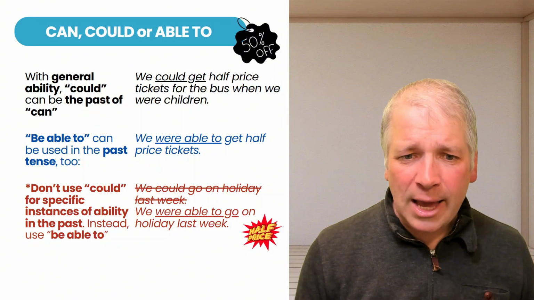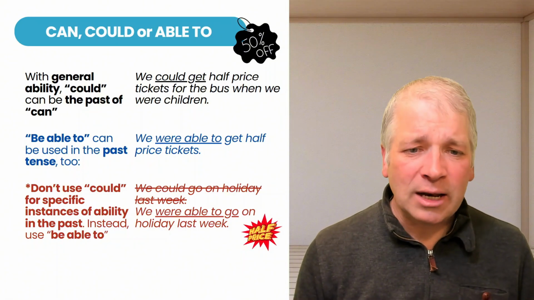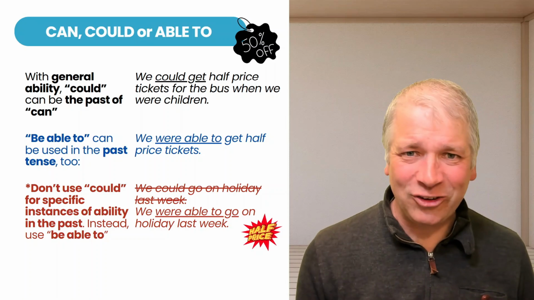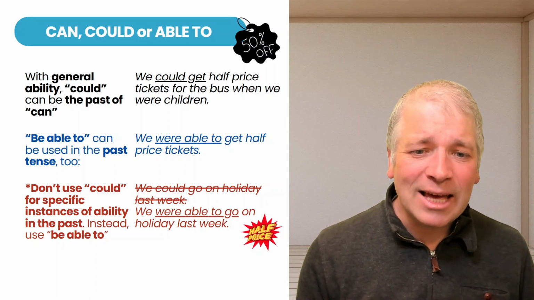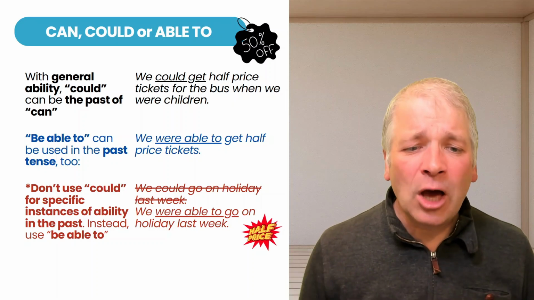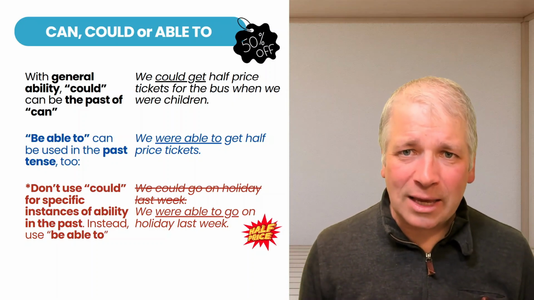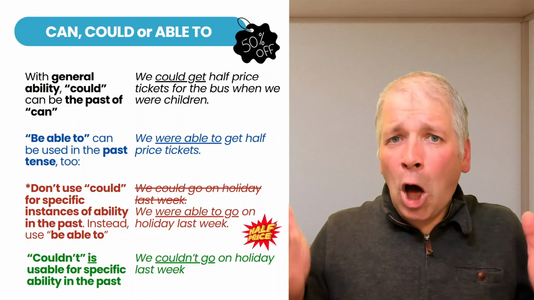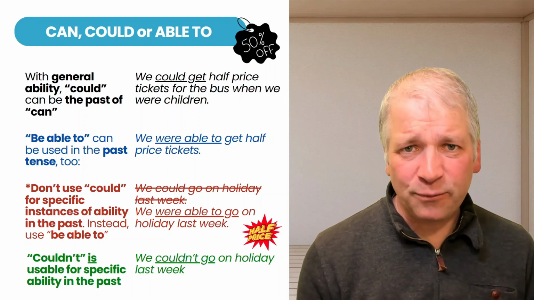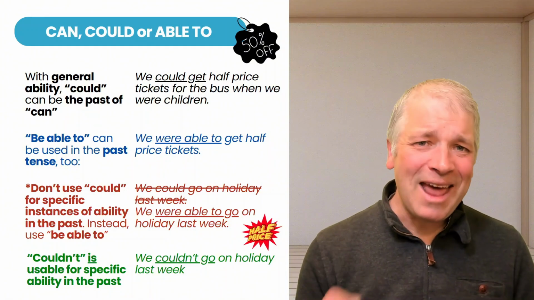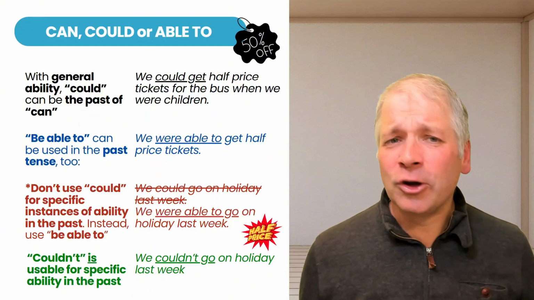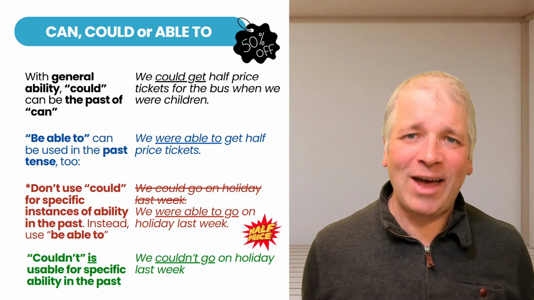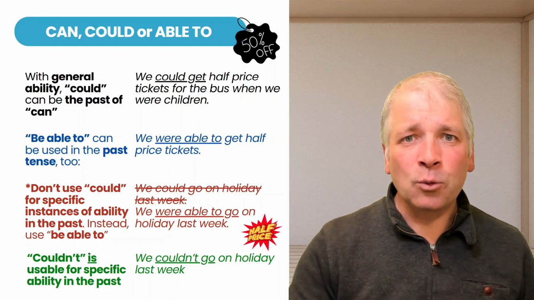So don't say, we could go on holiday last week. That's a specific instance of ability or permission. No, instead here we say, we were able to go on holiday last week, because it's specific to one particular instance. This rule only applies in the positive form of could. When it comes to the negative, couldn't, then you can choose either. You can say, we couldn't go on holiday last week, or we weren't able to go on holiday last week.